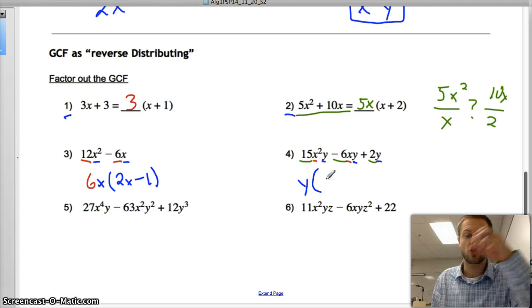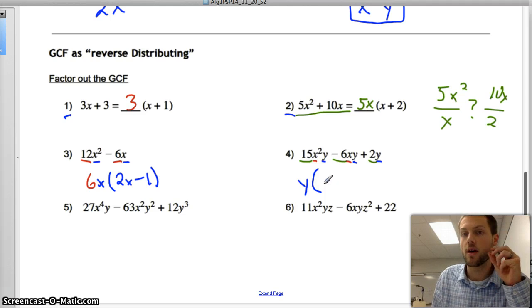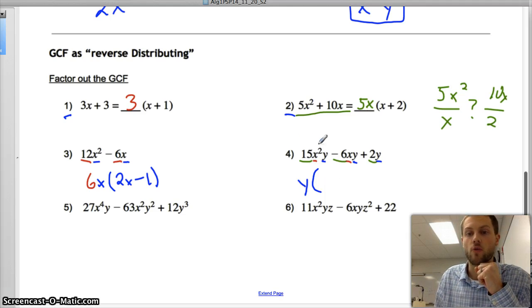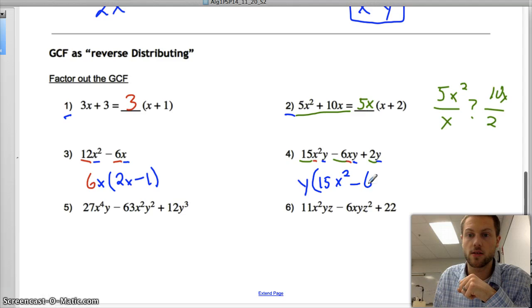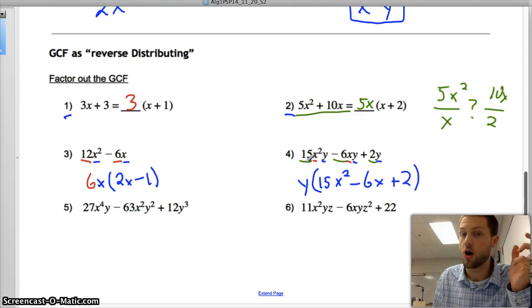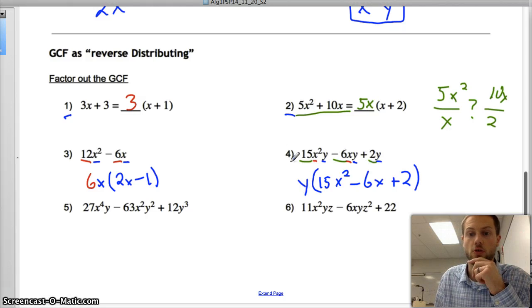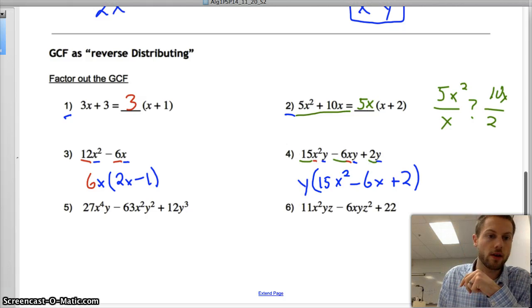And I'm reverse distributing here. So let's see what the pieces are that I have left when I extract a y out of every single one of these terms. So I have a 15x squared, and I remember I took out the y, so that's gone, a minus 6x, and a plus 2. And again, you can always check by redistributing those terms.